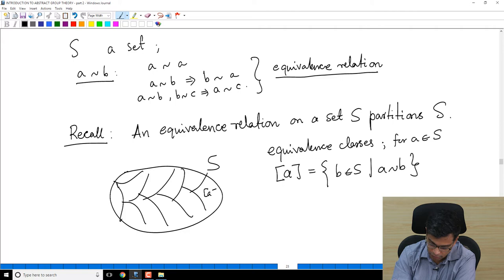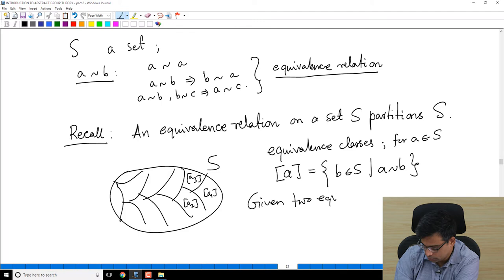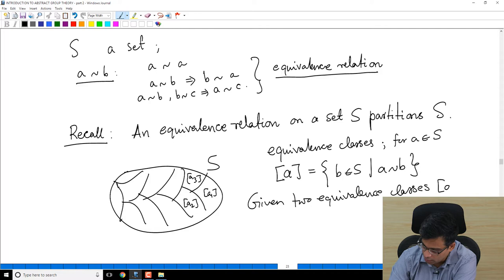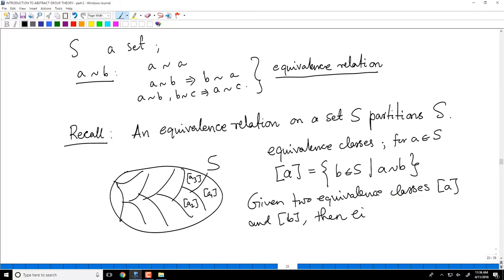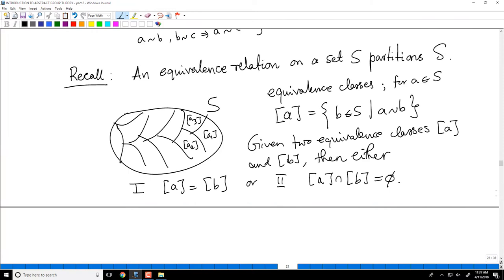So you have A1, A2 and A3 and so on. And the important property is, if you are given two equivalence classes, let's say the class of A and the class of B, then we have two possibilities. Either the class A is equal to the class B, so they're identical, or they are disjoint. They have nothing in common. So this is a very strong condition, right? You have either disjoint sets or they are identical. If the class of A1 is different from A2, they can't have anything in common. So you can cover the entire set like this. This is how an equivalence relation on a set partitions that set.